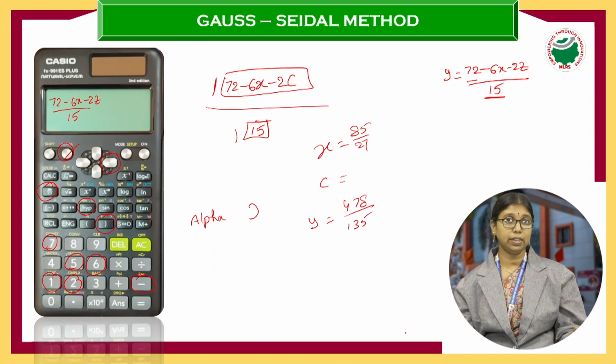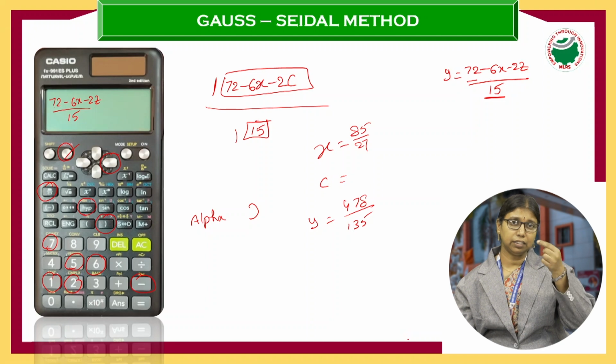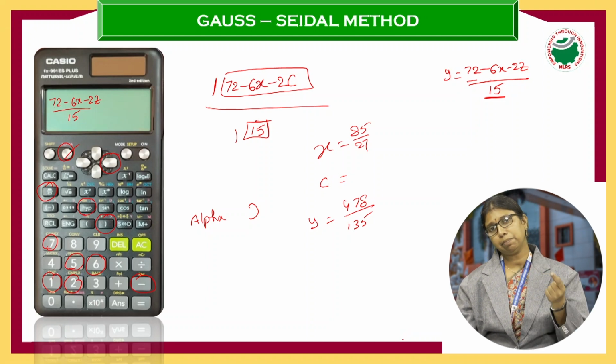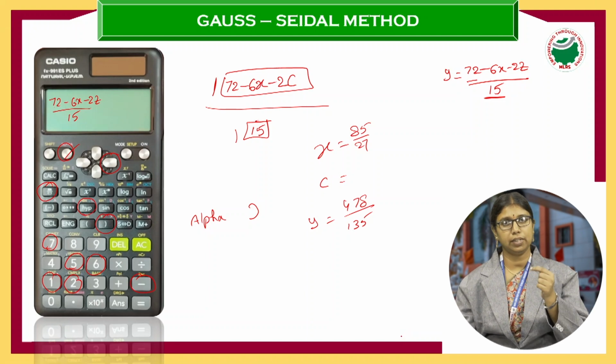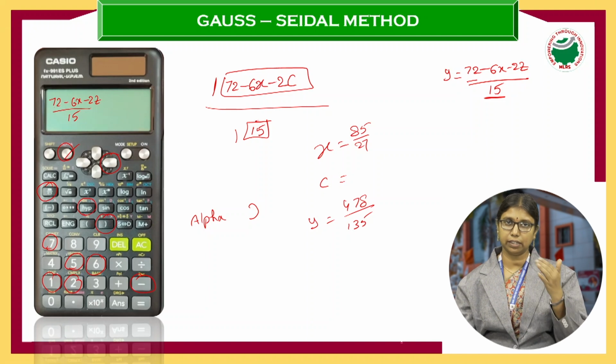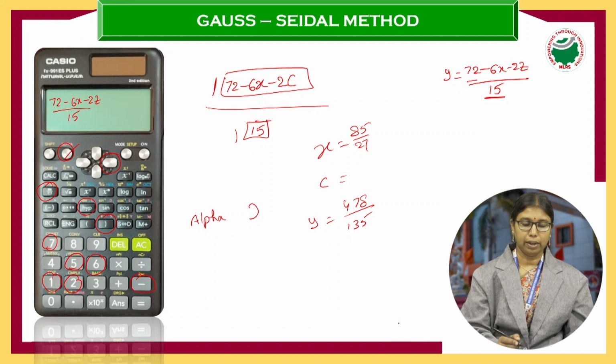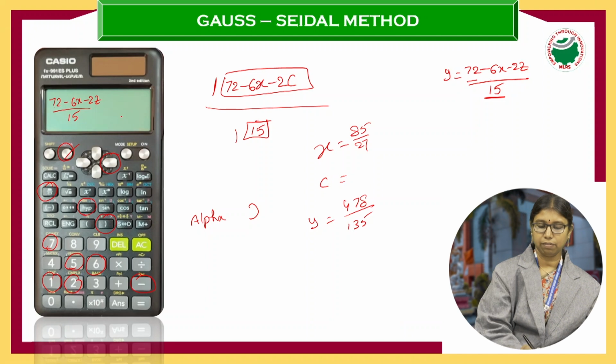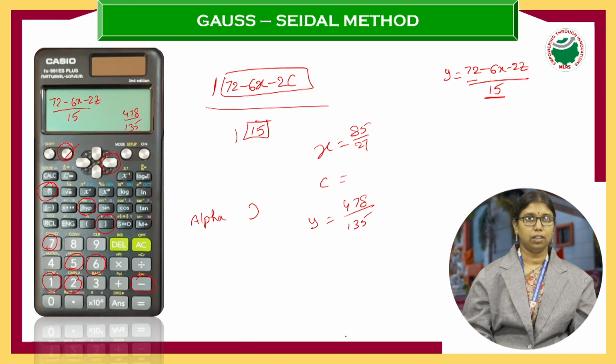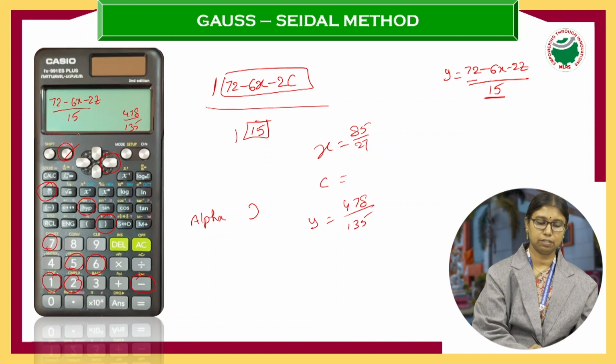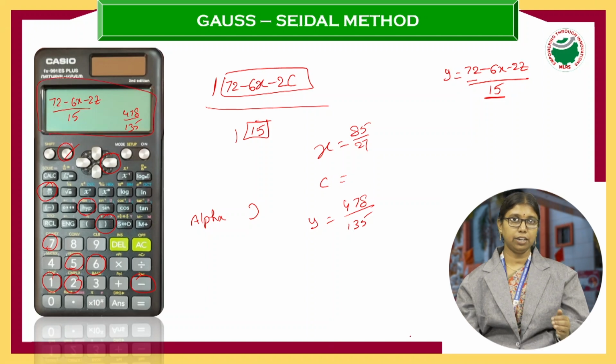Again, you don't press the AC button. You have to enter the third equation. Until the completion of the solution, don't press the AC button, because you have to do further calculations. So again I have to retype. Now here we got the y value as 478 by 135. Once you have this type of screen, you again have to type the third equation.